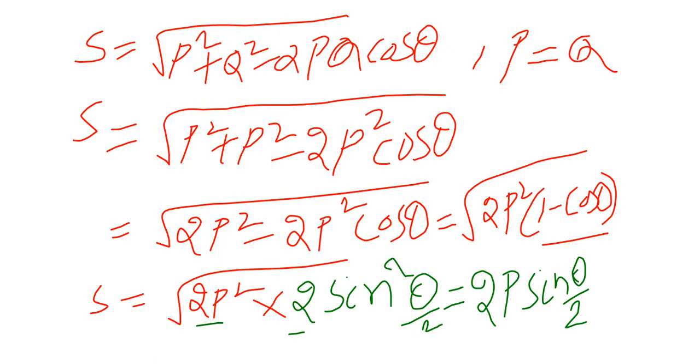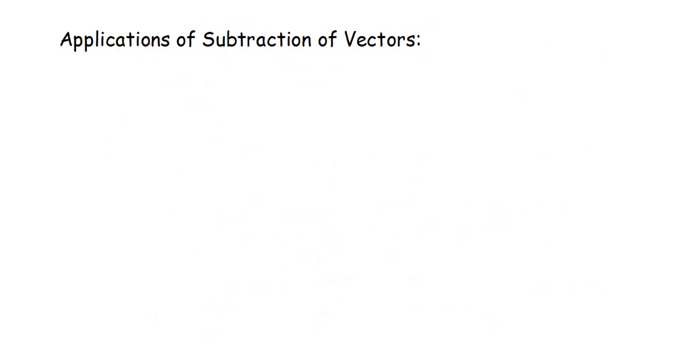Next, applications of subtraction of vectors. Suppose that here we have taken velocity vectors. If a particle is moving, its initial velocity is Vi. As time goes on, its velocity changes to Vf.